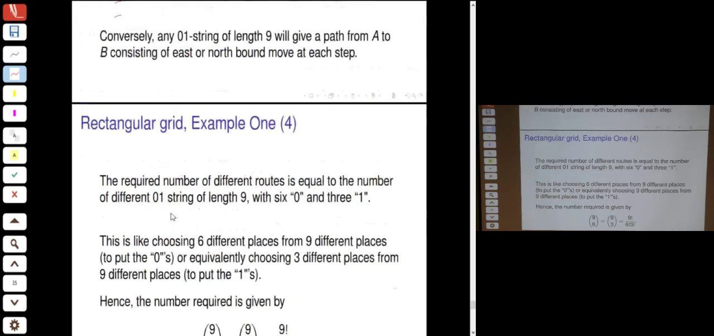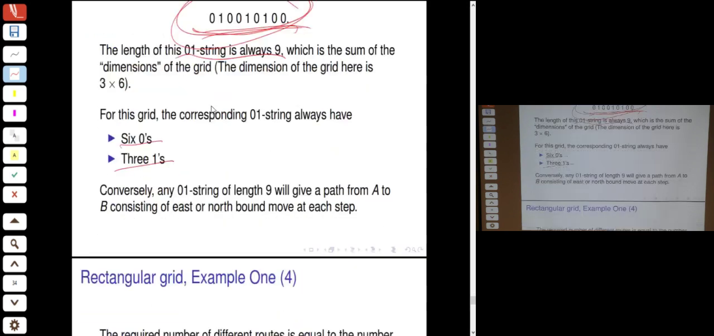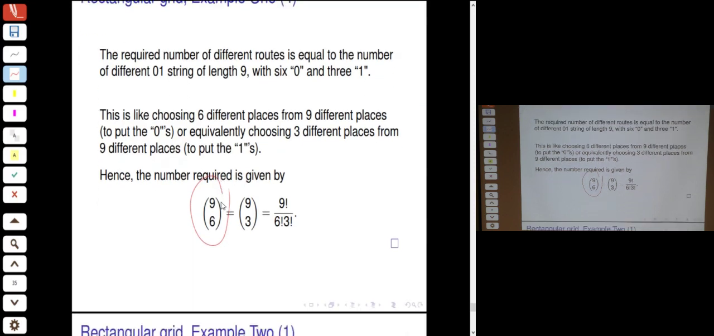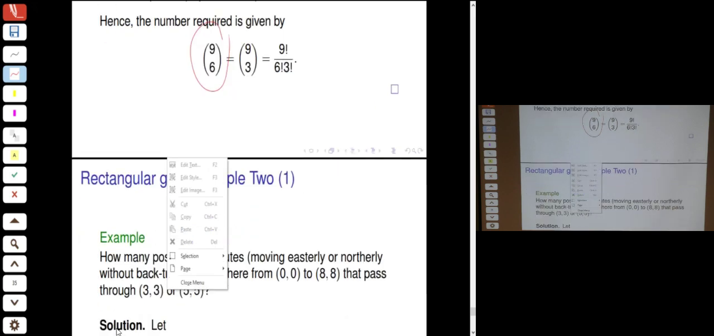Well, you just take the 9 spots and decide where to put the zeros. Automatically the other places you will put 1. So how do you do that? Well, you total 9 spots, you want to choose 6 for your zeros, you do that in 9 choose 6 ways, and that's 9 factorial over 6 factorial times 3 factorial, and you can easily simplify these to get an answer.